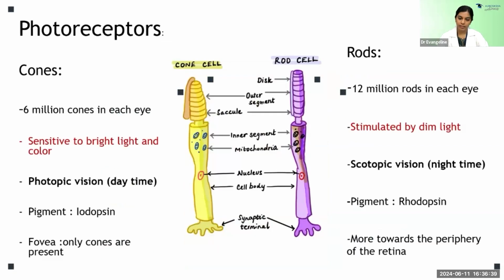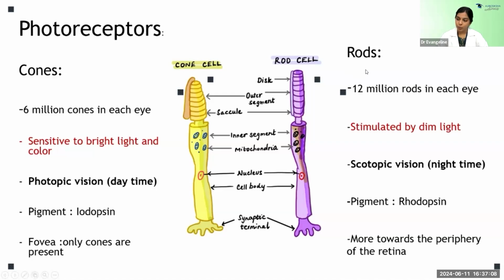Now, what are photoreceptors? They are namely cones and rods. Cones. We have 6 million cones in each eye. They are sensitive to bright light and color, and they are responsible for vision during the daytime. The pigment found in cones is iodopsin. In the fovea, which is situated in the posterior pole of the eye, only cones are present.